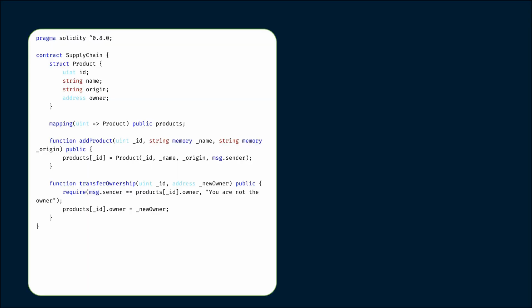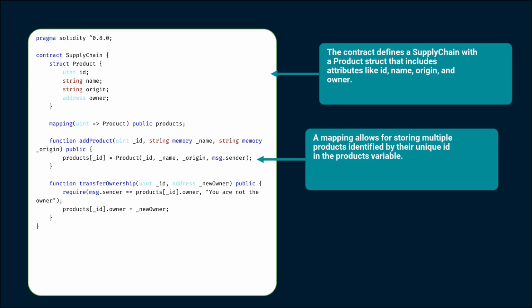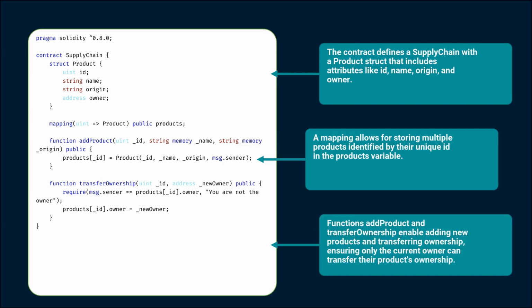Now let's implement a smart contract that facilitates managing products within a supply chain using blockchain technology. This contract defines a product structure that contains vital details about each product, such as its unique ID, name, origin, and the current owner's address. These details are crucial for maintaining transparency and traceability in the supply chain. Next, we introduce a mapping called products, which allows us to store each product using its ID as a key, making it publicly accessible for querying.